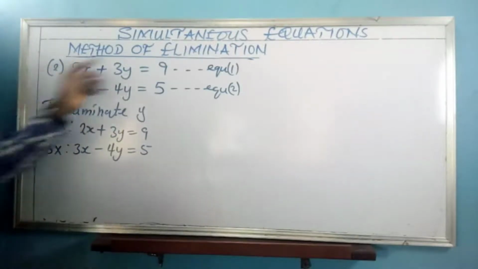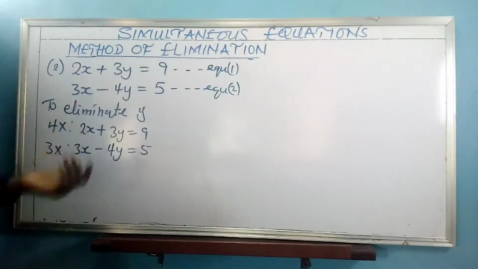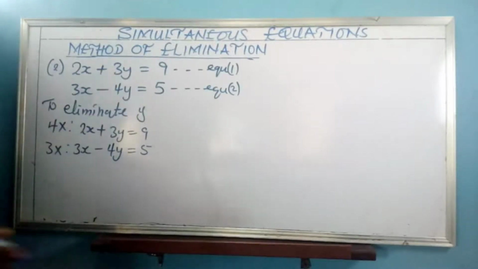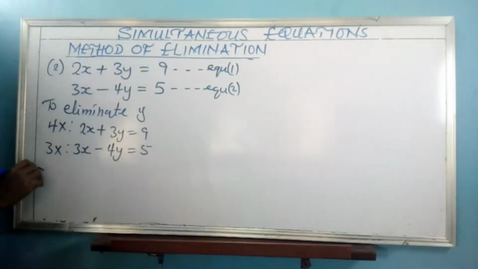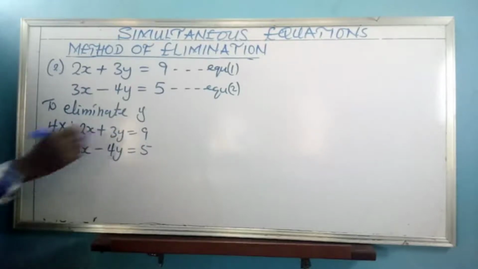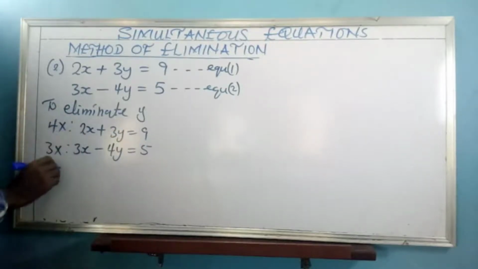You use the coefficient here to multiply here. You use this one to multiply here. What do you want to derive there? We want the coefficient to be the same. Let's go. So this one, the upper one, will now give us what? 2 times 4x. That will give us 8x.